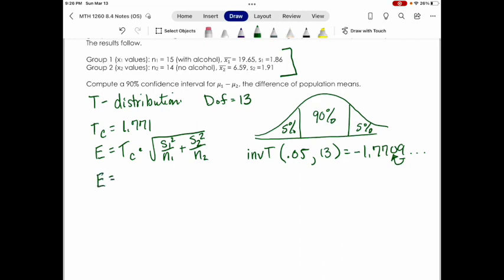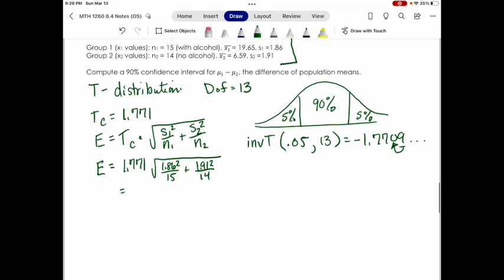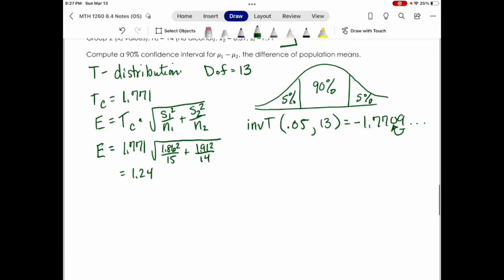Okay, so now we can calculate the error. So I have 1.771 times the square root, and I'm going to plug in all my information: my standard deviation for each sample, and my sample size. When we calculate that error and you put it in on your calculator, you should get 1.24.